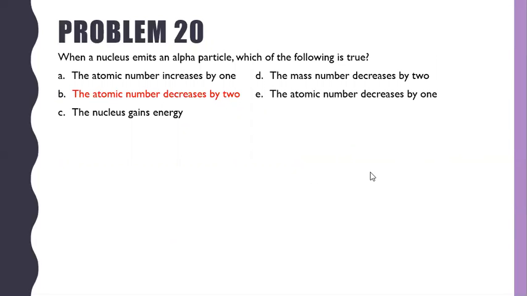When the nucleus emits an alpha particle, what's true? Well, let's say I have some nucleus here that decays into something else, and then there's an alpha particle. But what's an alpha particle? An alpha particle is really a helium-4 nucleus.